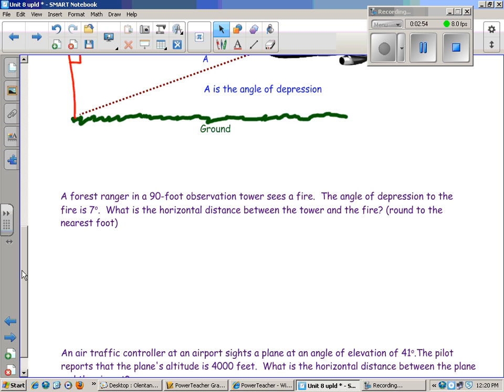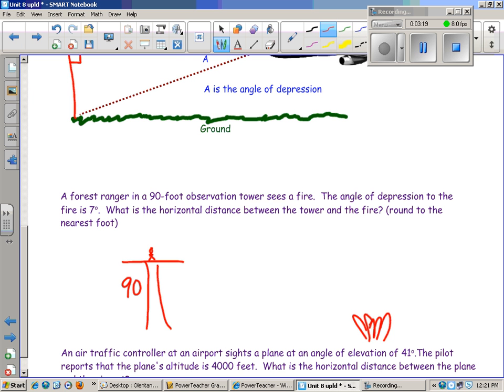Okay, it says a forest ranger is in a 90-foot observation tower. So here's my observation tower. Here's my ranger. Okay. And it's 90 feet above the ground. All right. And he sees a fire. So way out here, there's a fire. Okay. The angle of depression to the fire is 7 degrees.